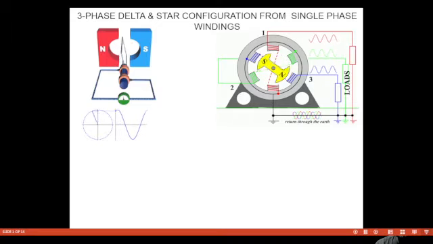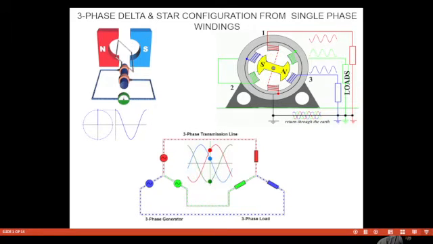Next, it's shown that three single-phase windings are placed red, green, blue, 120 degrees electrical apart, and we have the same permanent magnet moved by a single prime mover, meaning the mechanical input. The three phases are connected to the load, and through the neutral we are getting back the return.